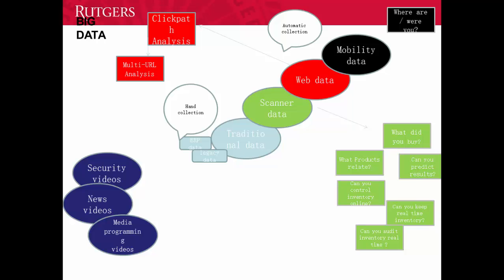And for another type of rich information, we have videos, like security videos and news videos. For example, on the first floor at the front door of the Rogers Business School building, we have security cameras running 24 hours to capture everything happening there. And we will also have news videos that can reveal what CEOs or CFOs said in public.